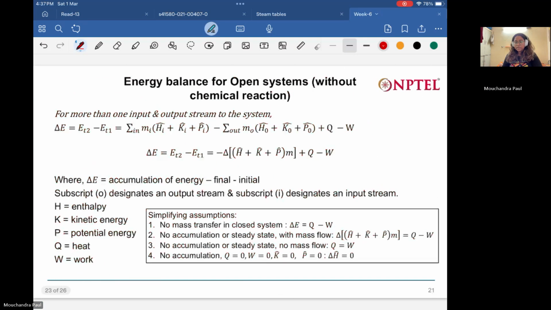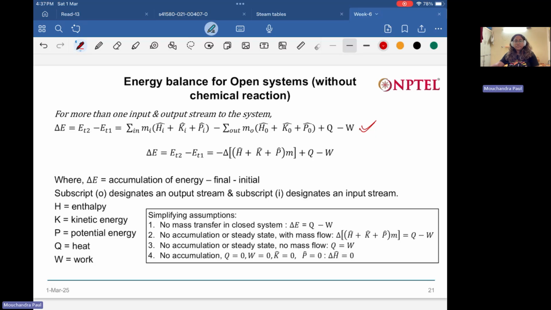All right. Now you can also do energy balance for open systems. But in this case, we are considering that there is no chemical reaction occurring in the system. For open system, we mean that some mass will go in and some mass will come out. So a general form of the energy balance equation looks like this. I'll not go into the detail of the derivation, like how this equation came about. You can watch the lectures for more details on that.